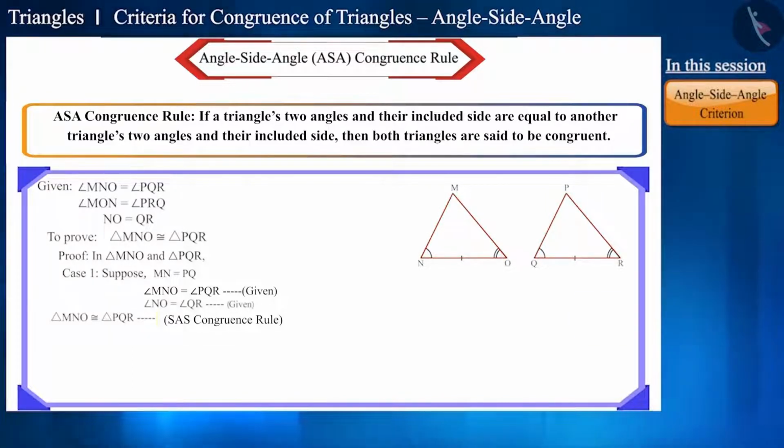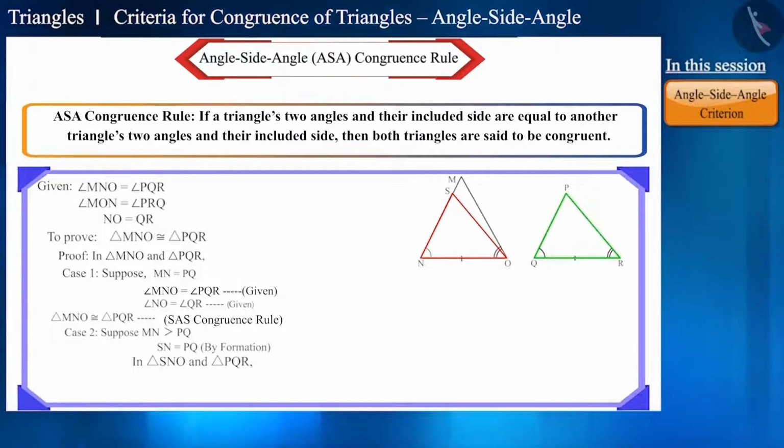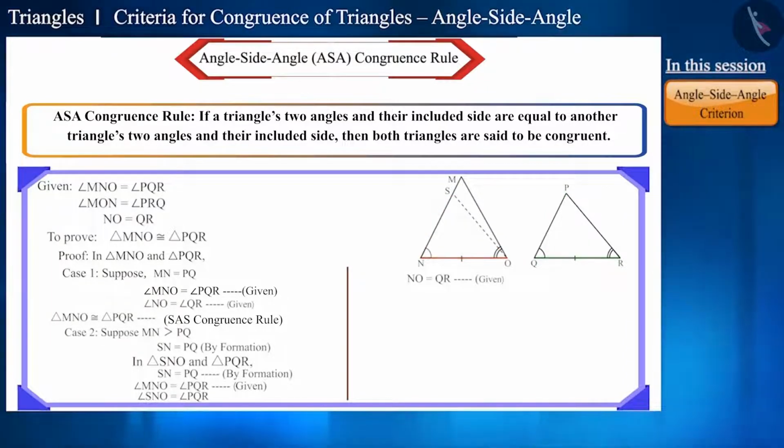the SAS congruence rule. But if side MN is greater than side PQ, then we can take point S on side MN such that side SN is equal to side PQ. Now, in triangle SNO and triangle PQR, we created two equal sides SN and PQ. And we are given that angle MNO is equal to angle PQR, that is, angle SNO and angle PQR will be equal, and side NO is equal to side QR. Therefore, according to the SAS congruence rule, we can say that these triangles are congruent.